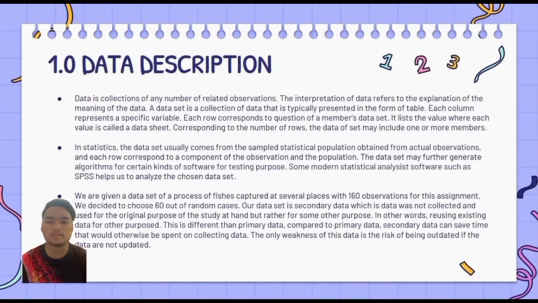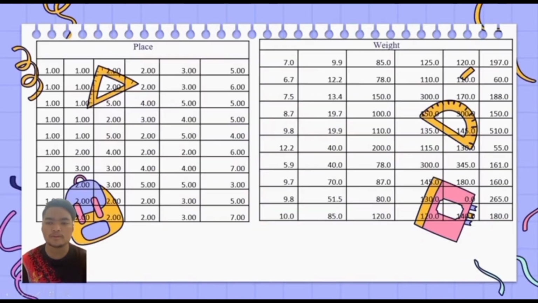In statistics, the data set usually comes from a sample of the statistical population obtained from actual observation, and each row corresponds to a component of the observation and the population. The data set may also be generated by algorithms for certain kinds of software for testing purposes. Some modern statistical analysis software, such as SPSS, helps us to analyze the chosen data set.